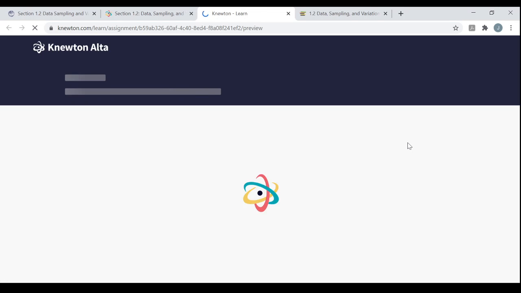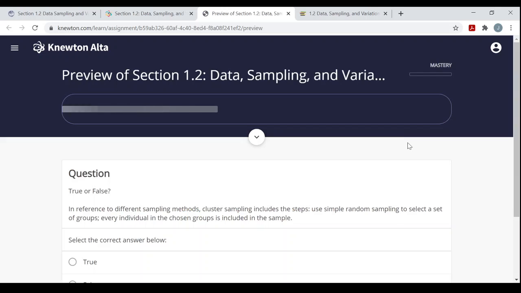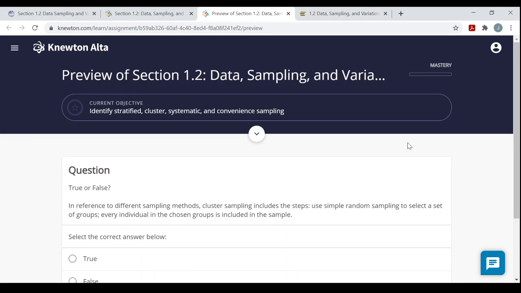Now, section 1.1 kind of eased you into KnewtonAlta. It just had one objective. I mentioned that every single one of these KnewtonAlta assignments will have anywhere from 1 to 6 objectives. So here comes our question. You have the title again, the mastery bar telling you how far along in the assignment you are. And then here's a question, and here's the objective that this question is related to.